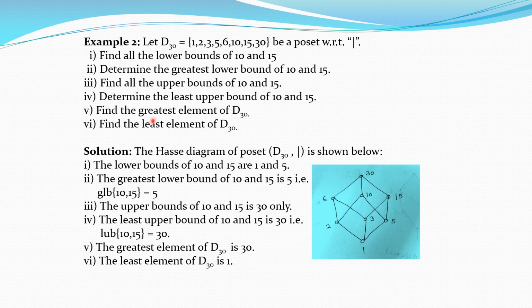Now greatest element and least element. Now by observation it is clear that all elements are preceding 30, and so 30 is the greatest element. Now as 1 precedes all elements in that set, because 1 divides all elements, 1 is the least element.